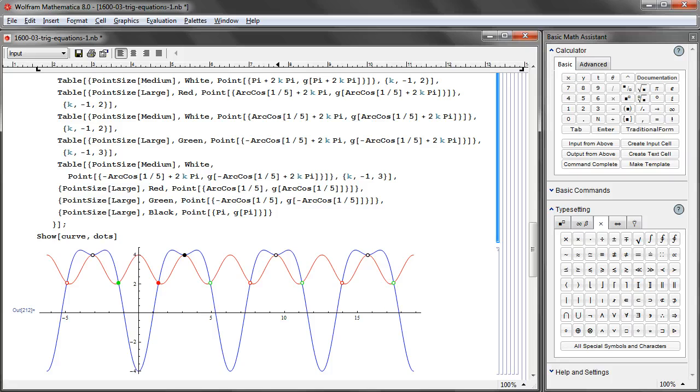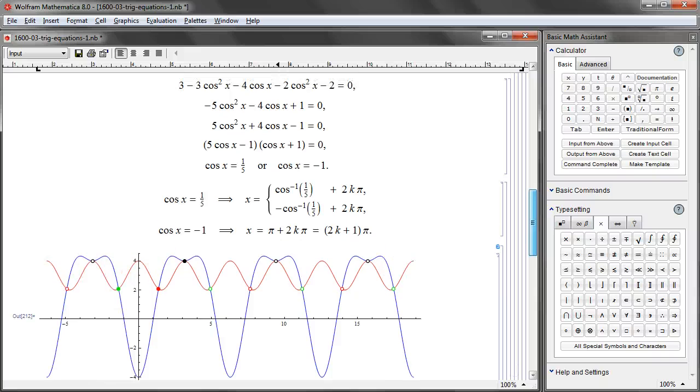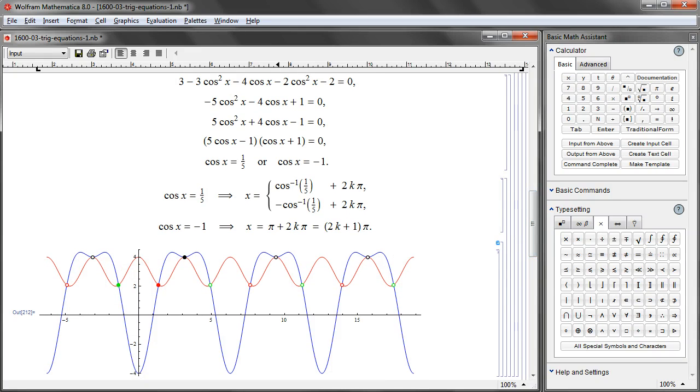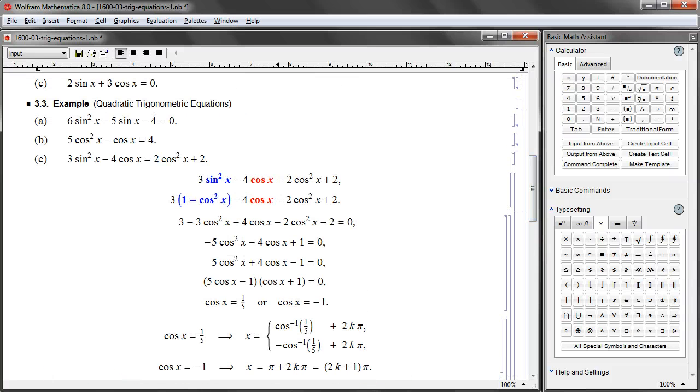Okay, everything is now well represented here. Everything is fixed now. And here is the solution. Here's the picture. And here is the algebraic solution.